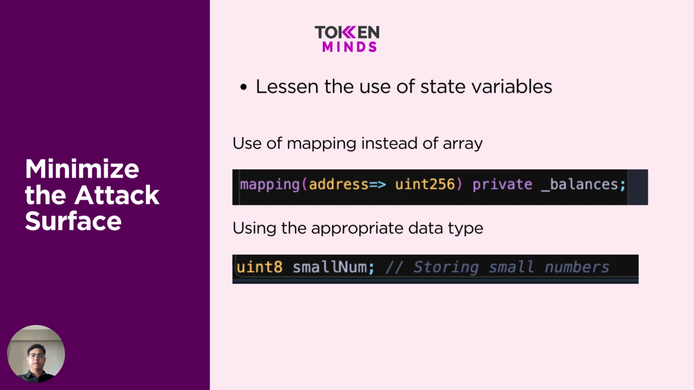Another example here is using the correct data type. If your variable doesn't need to use the full uint256, you can use data types such as uint8, uint16, or uint32, as these data types allocate smaller memory storage in the blockchain.